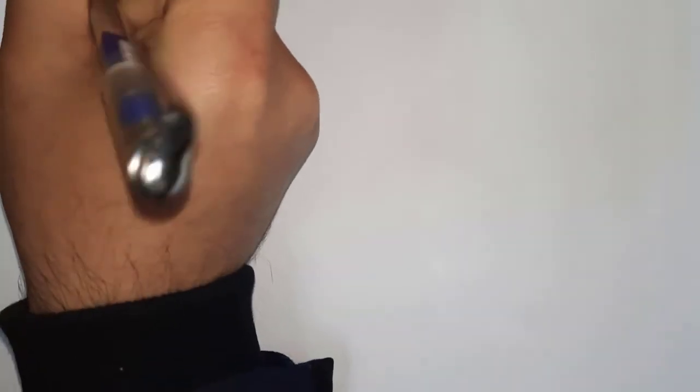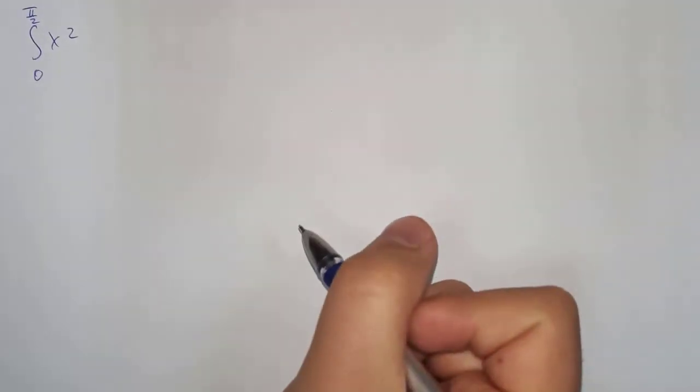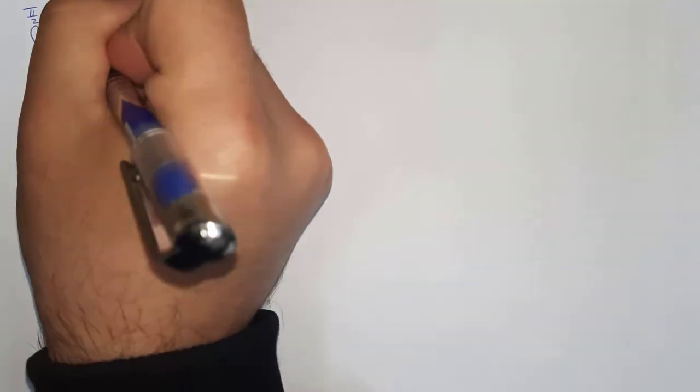Let's consider the next example. Find the integral from 0 to pi over 2 of x squared sine x dx. Okay, so what should we do? Firstly, we need to use integration by parts here. 2 times we will use it. So we consider such kinds of examples. If we use integration by parts 2 times, we'll get the answer here.